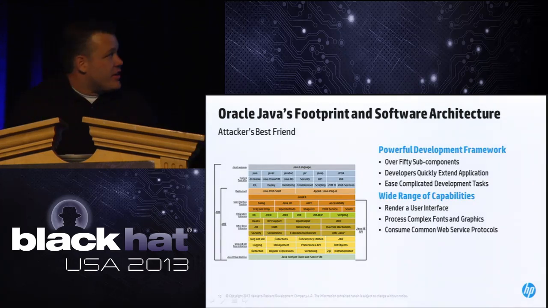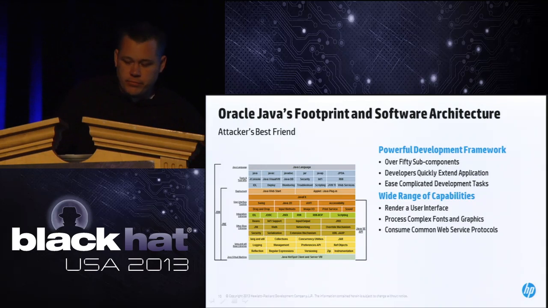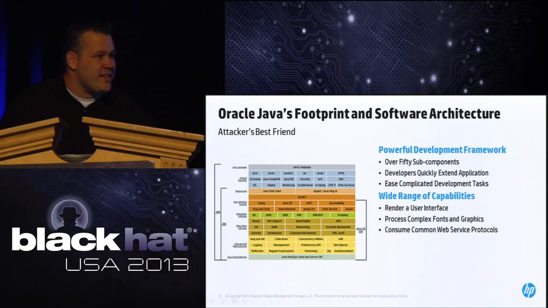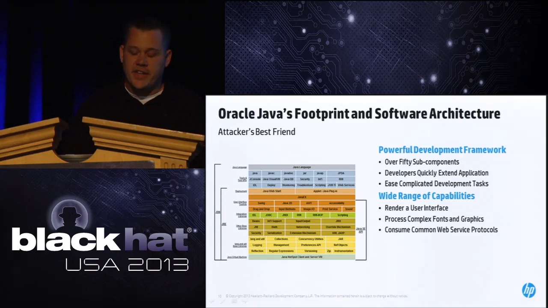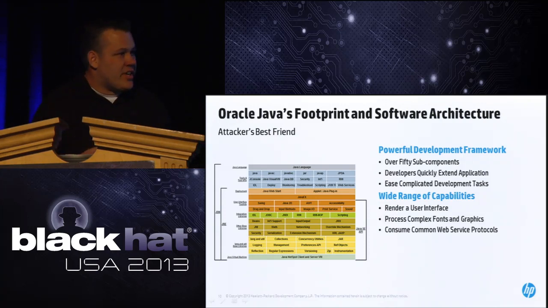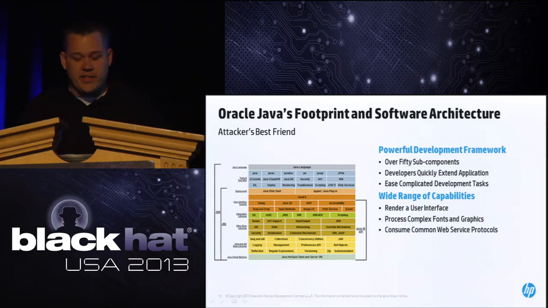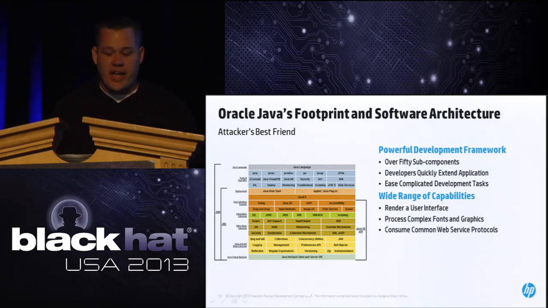If we look at the software architecture itself, it's on the screen here. There are over 50 subcomponents that are responsible for specific tasks in the framework itself. That's where our initial research focused, trying to understand the subcomponents and what vulnerabilities affected each subcomponent. We'll talk about a couple of them real quick. The deployment subcomponent consists of the Java WebStart capabilities and the Java applet capabilities. And you'll see in a couple seconds there's a large set of bugs in that component.